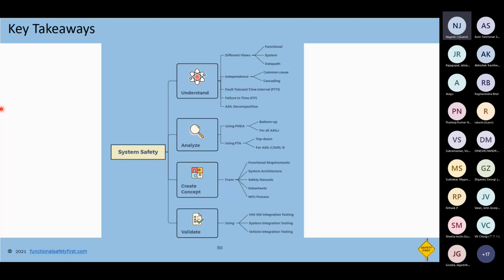And then finally, once you have created the concept, obviously you will implement, and then it comes down to validating whatever you have created. That is where we talk about the hardware software integration testing, the system integration testing, and finally the vehicle level. So this is a high level picture of how things work in Part 4. And the essential aspect that we covered during this presentation is the creation of a technical safety concept.